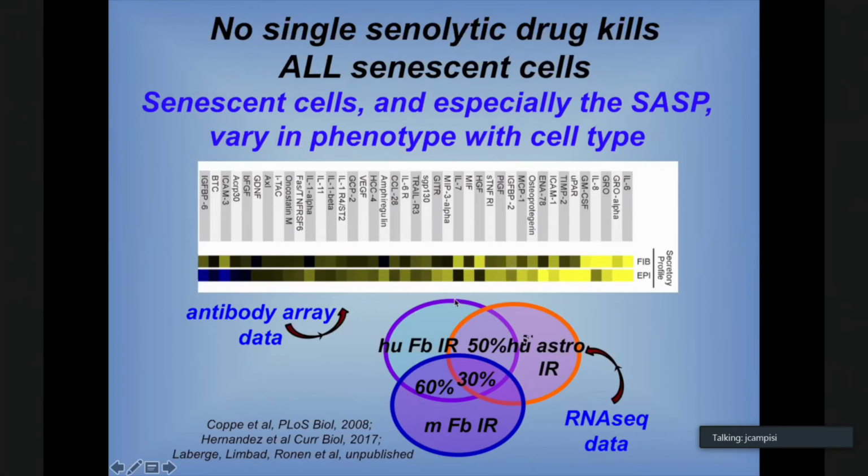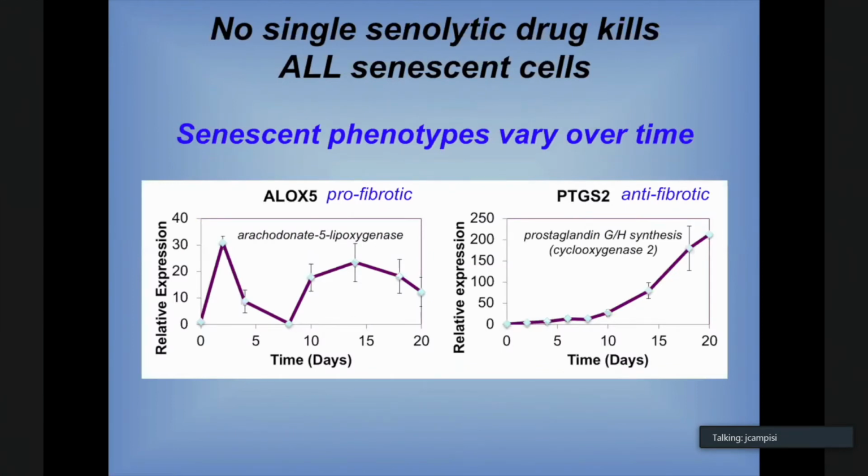The other thing that the field has to deal with is that the senescent phenotype is not static, and this is especially true for the secreted products. So what I'm showing you here is a time course of a gene that codes for a pro-fibrotic leukotriene. So the cells, these are normal human cells again. The cells are induced to senesce by ionizing radiation. You get a huge increase in the expression of this gene. It then declines. It then rises again, but then slowly declines eventually to baseline.